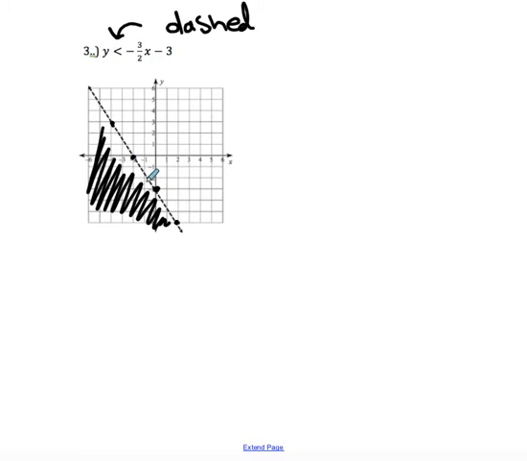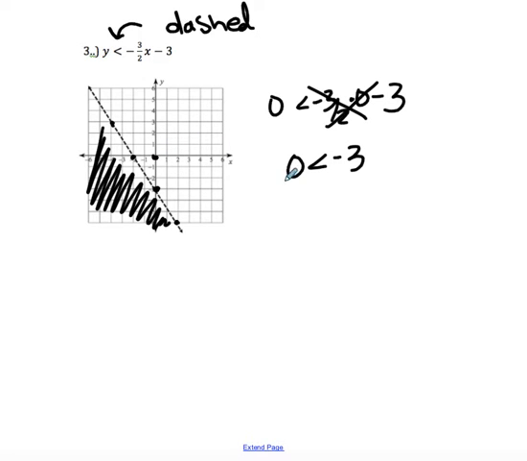If you feel more comfortable with testing a point, you can do that. You can plug in 0, 0 in this inequality. So 0 less than negative 3/2 x times 0 minus 3. This cancels out because it's times 0, so we have 0 is less than -3.